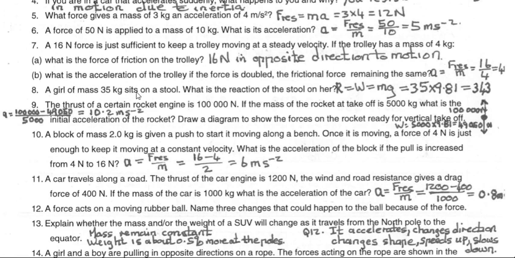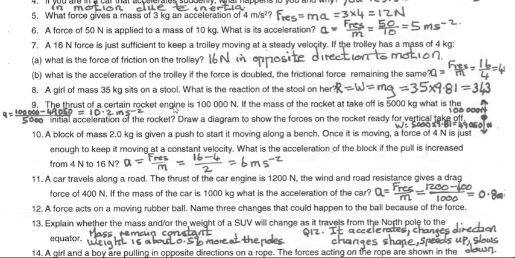8. A girl of mass 35 kg sits on a stool. What is the reaction of the stool on her? Well, the reaction force is equal to the weight because there's no movement, which is equal to mg, which is equal to 35 times 9.81 equals 343 newtons.